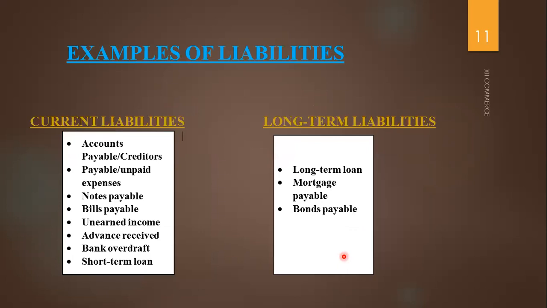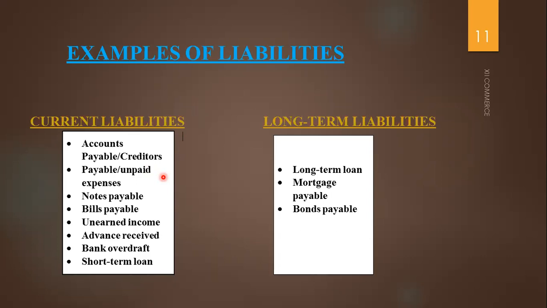Another thing, we have the examples of liabilities. The liabilities, again, have two types, the current liabilities and the long-term liabilities. Here we have the examples of current liabilities, named as accounts payable, which is also termed as creditors. Then we have unpaid expenses. It means it is an expense, but we have to pay it. We did that expense and now we have to pay it.